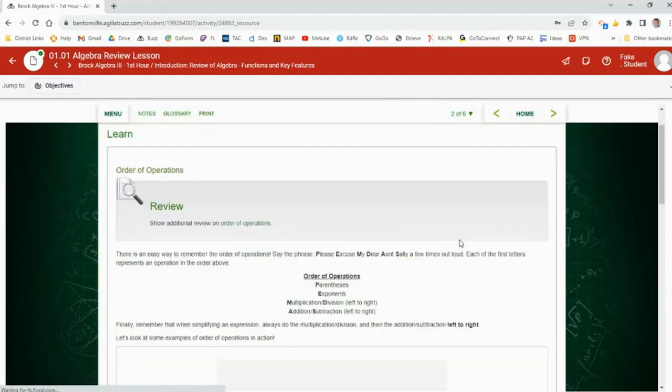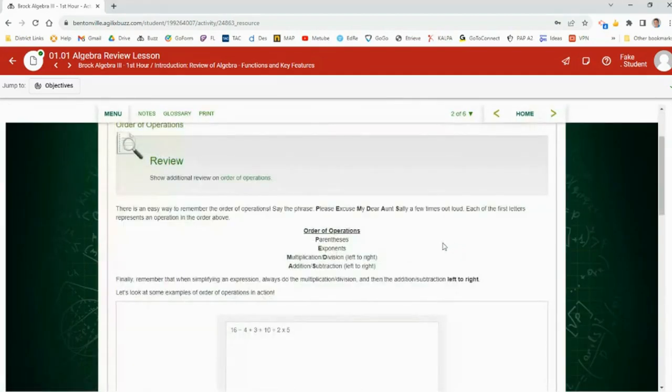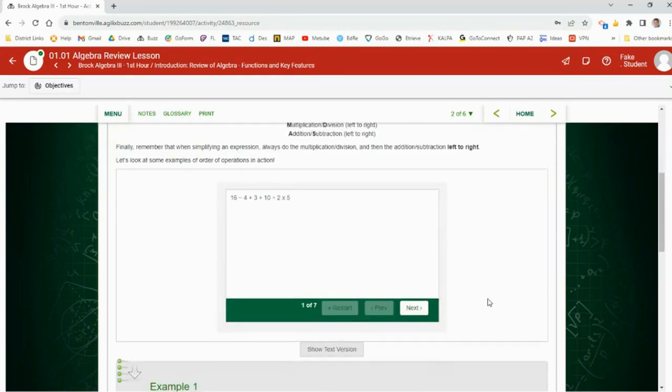So, order of operations. Remember PEMDAS? Please Excuse My Dear Aunt Sally, or whatever you learned that to be. PEMDAS: parentheses are first, then exponents, then multiplication and division from left to right, then addition and subtraction. So, some examples here. I'm not going to go through all this because I'm going to actually work some examples with you. But here's a problem right here.